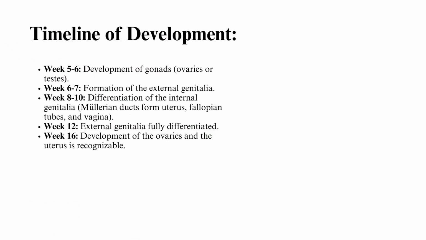Timeline of development. Week 5 to 6, development of gonads, ovaries or testes. Week 6 to 7, formation of the external genitalia. Week 8 to 10, differentiation of the internal genitalia. Mullerian ducts form uterus, fallopian tubes, and vagina. Week 12, external genitalia fully differentiated. Week 16, development of the ovaries and the uterus is recognizable.